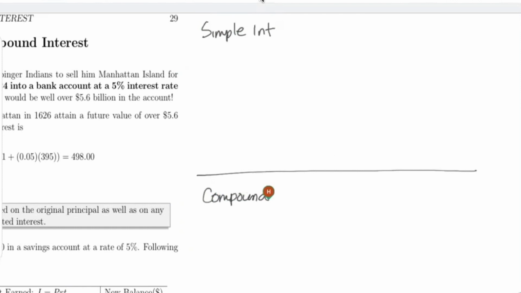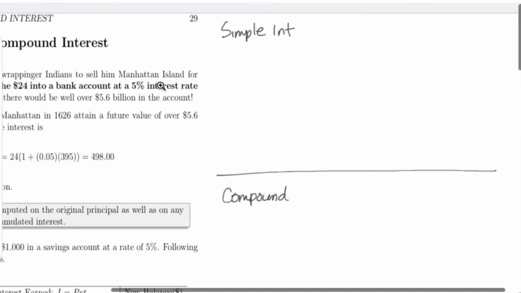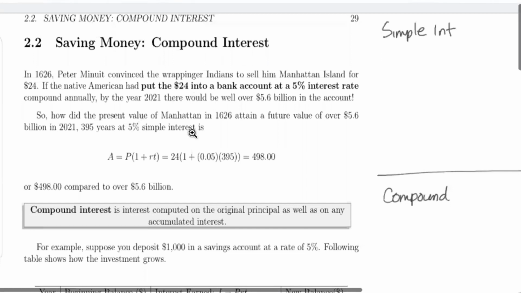So let's see the difference between the two accounts. It's already been computed here. If the $24 is put into a bank for a simple interest account, after 395 years the account balance is $498, not even $500. It's because this account gets interest on $24. First year, interest on $24. Second year, interest on $24. Remember, in a simple interest account, interest is only on the original amount. So 100 years after, still interest on $24. 200 years after, still interest on $24. So you keep having interest on $24 only for 395 years.